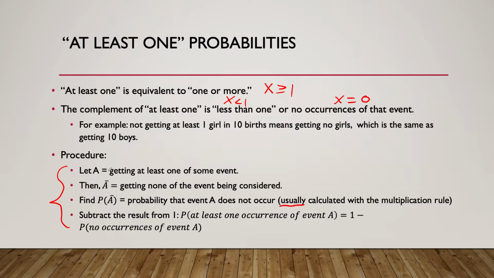The procedure for this is to first let A denote the event of getting at least one of some event, then A complement would be getting none of the event being considered. The probability of A complement would be the probability that event A does not occur, and it's usually calculated with the multiplication rule. Then we would subtract the result from 1. So, in other words, the probability of at least one occurrence of event A is equal to 1 minus the probability of no occurrences of event A.